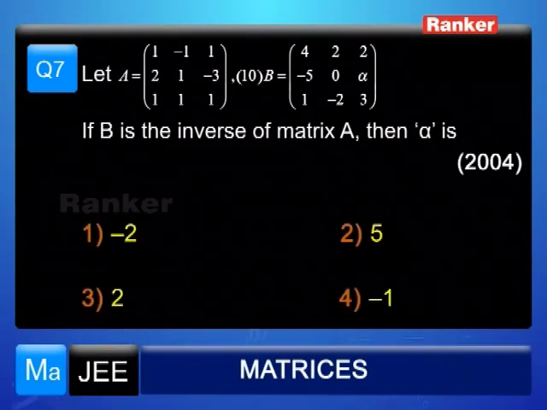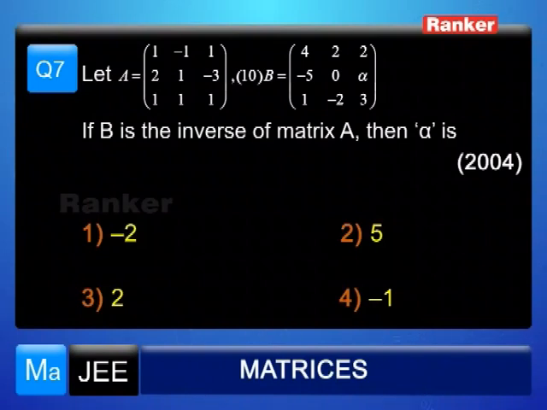Let A be equal to the matrix with rows 1, minus 1, 1; 2, minus 2, 1; minus 3, 1, 1, and 10 into B is equal to the matrix with rows 4, 2, 2; minus 5, 0, alpha; 1, minus 2, 3. If B is the inverse of the matrix A, then alpha is: first option minus 2, second option 5, third option 2, fourth option minus 1.